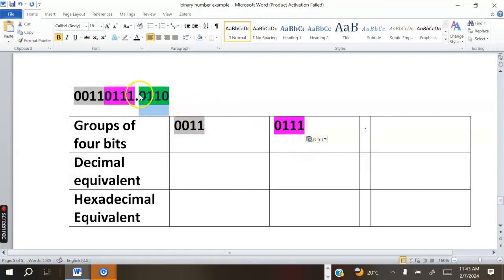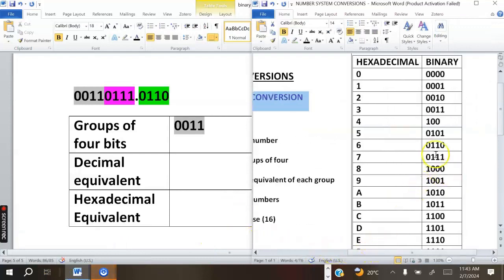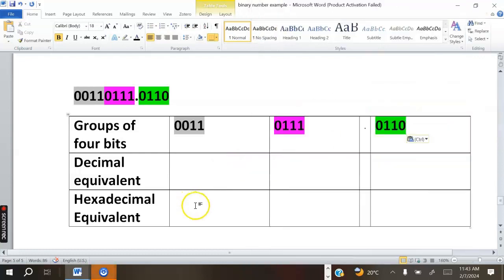Then the other group, we have a point, then the last bunch here. After that, the next step is to use our table to get the value for 0011. This is equivalent to 3, as you can see. So in binary to hexadecimal, this is 3, and 3 is of course also the same as 3 in the decimal number system.